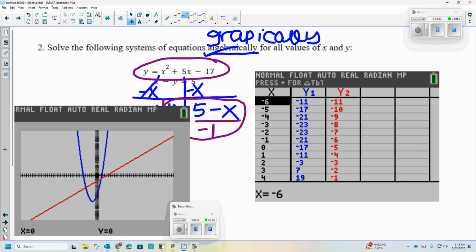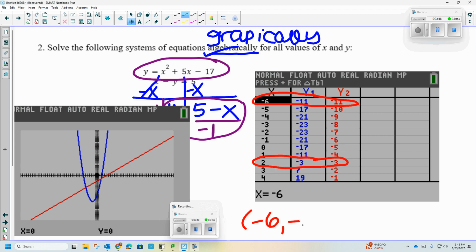Okay, so you know you have a solution when the two y values are exactly the same. Okay, so our two solutions are -6, -11, and 2, -3.